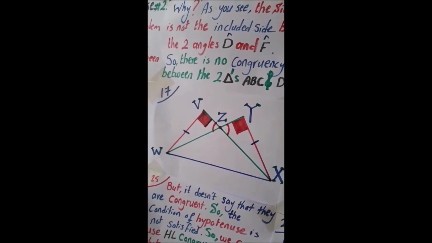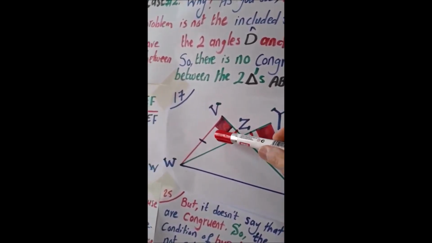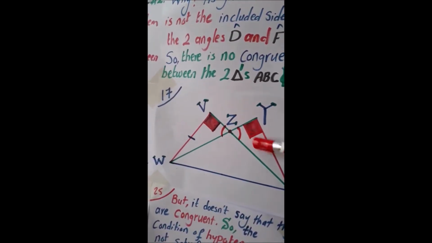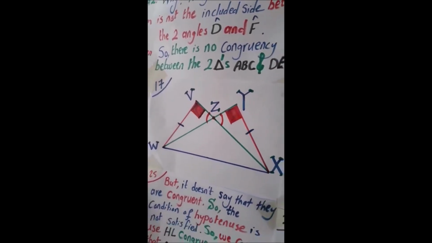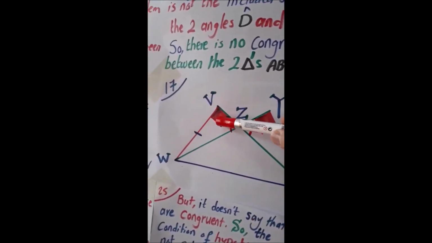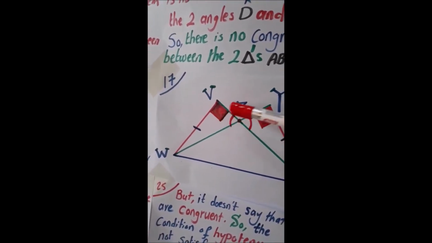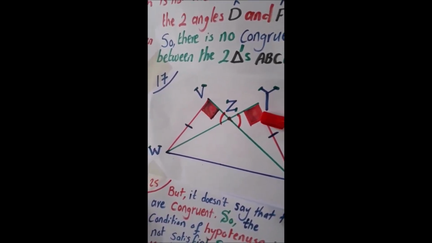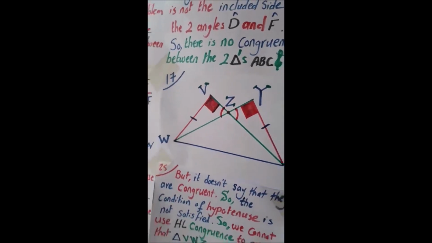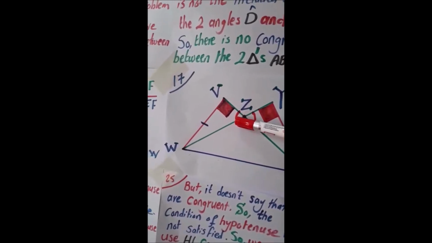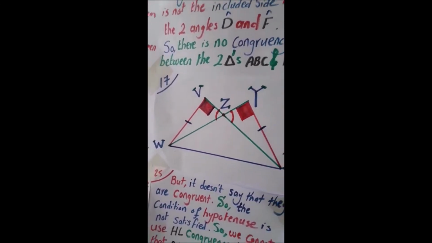So guys, what do we have now? Let me focus on these two triangles. We are still here to prove that these two triangles are congruent. So we have this angle is 90 degrees and this angle is 90 degrees. And a moment ago, we proved that this angle and this angle are vertically opposite angles.